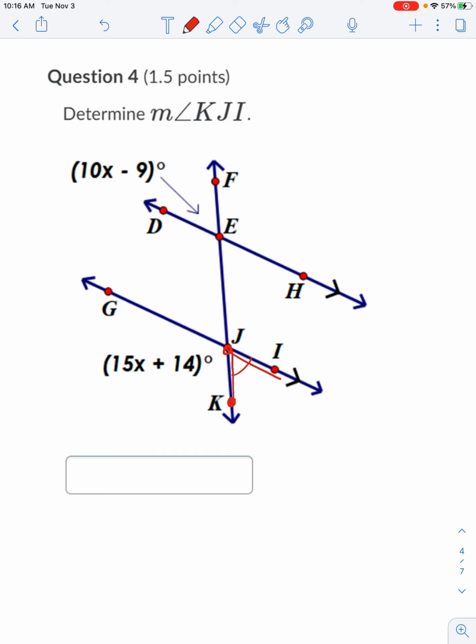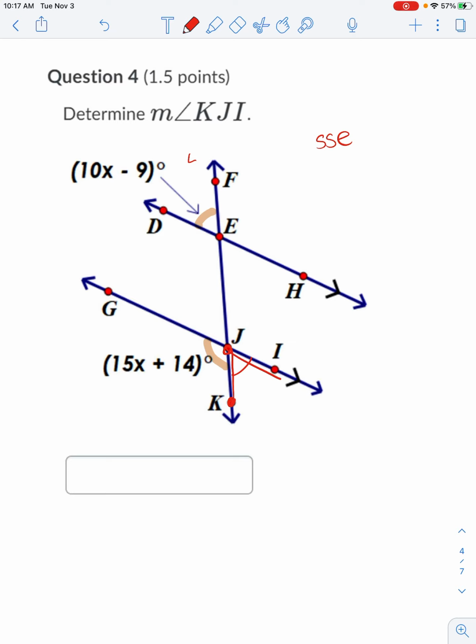In order to find this, I first need to use the information I'm given to solve for x. So notice these two angles were given. They are above and below the parallel line, so they're on the exterior. And notice that they're both on the left side of the transversal. So these are same side exterior angles. Now, same side exterior angles are supplementary.